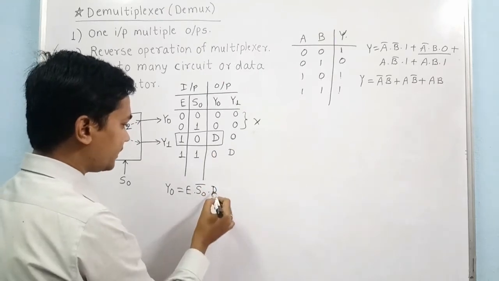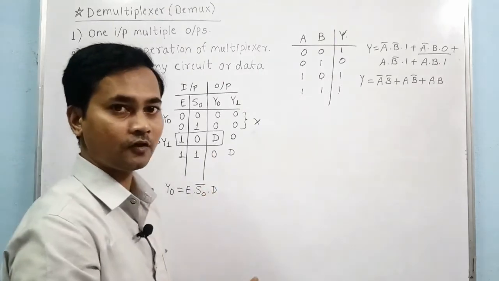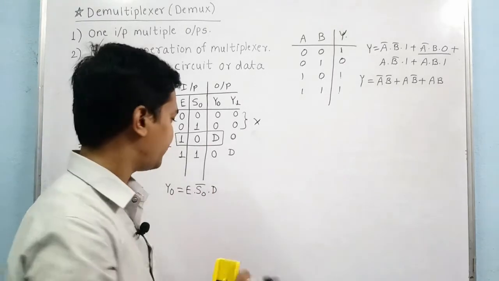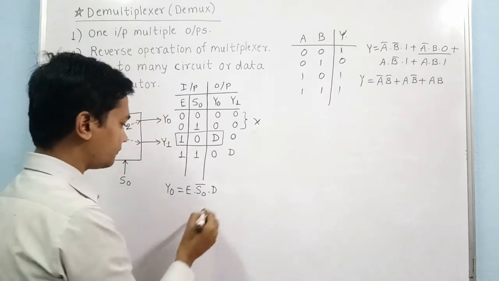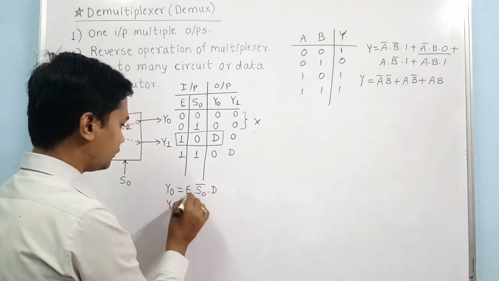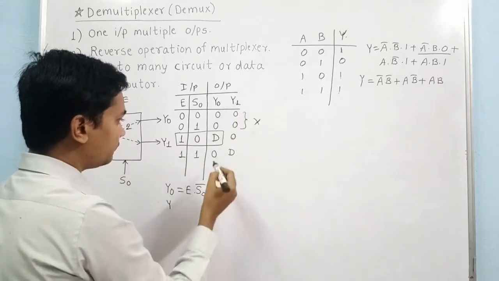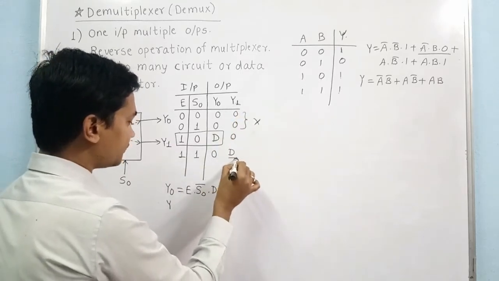So why are we taking d here? Because we don't know what the value of d is, what the status of d is, so that's why we are taking d here. Then this is the only term for y0. Now for y1 we will consider this equation.